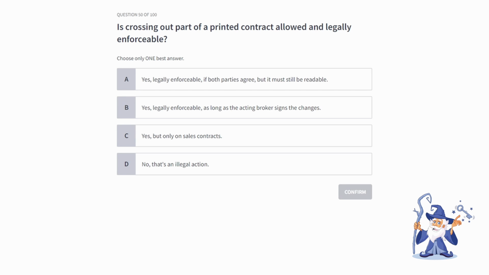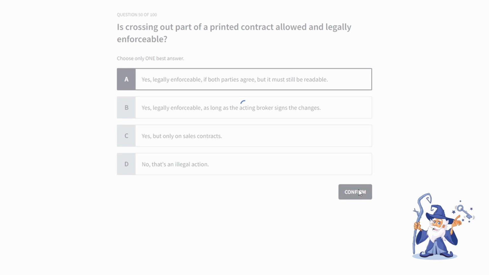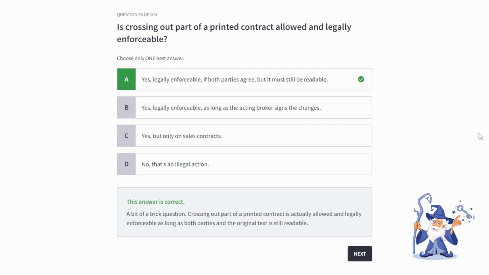Okay, so take a moment, think that one over, and come with your answer. Okay, so what is the correct answer for this one? It's a bit of a trick question. The correct answer for this one is going to be A. Yes, it is legally enforceable if both parties agree, but it must be readable.